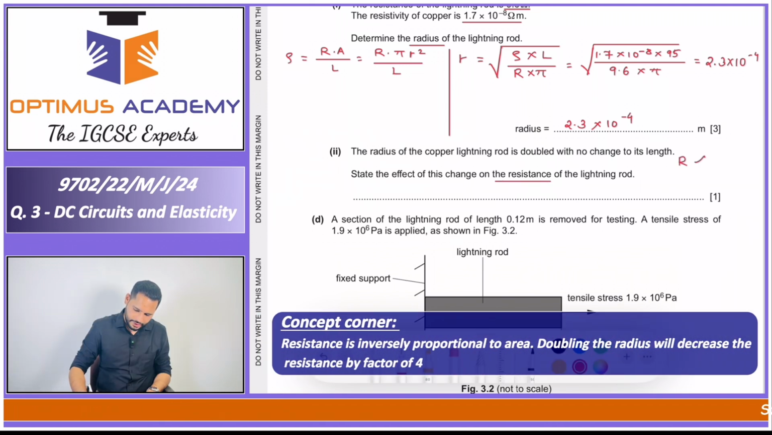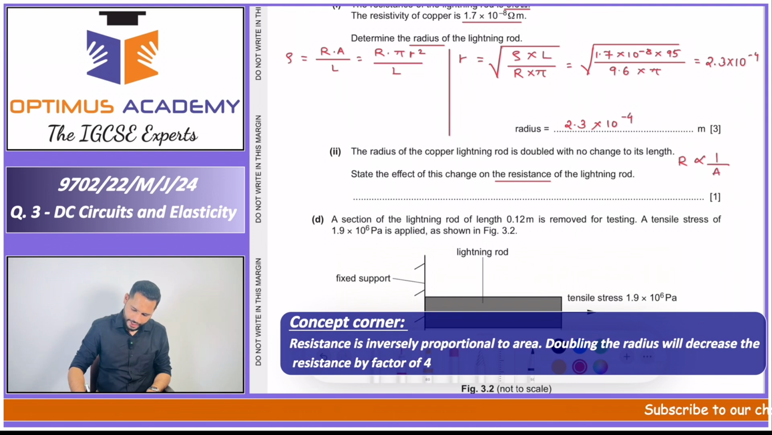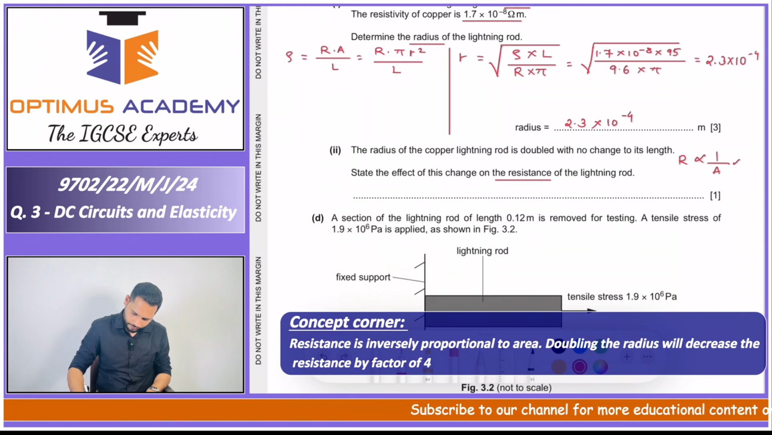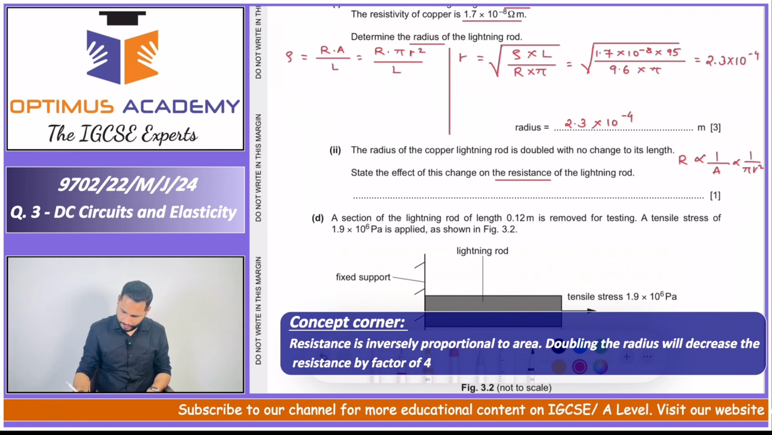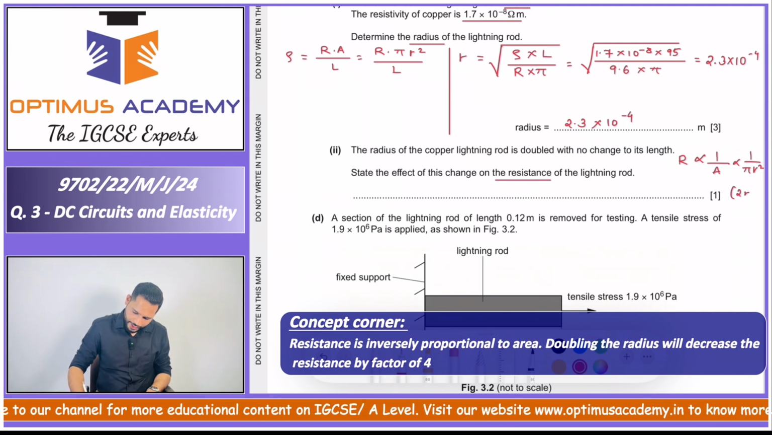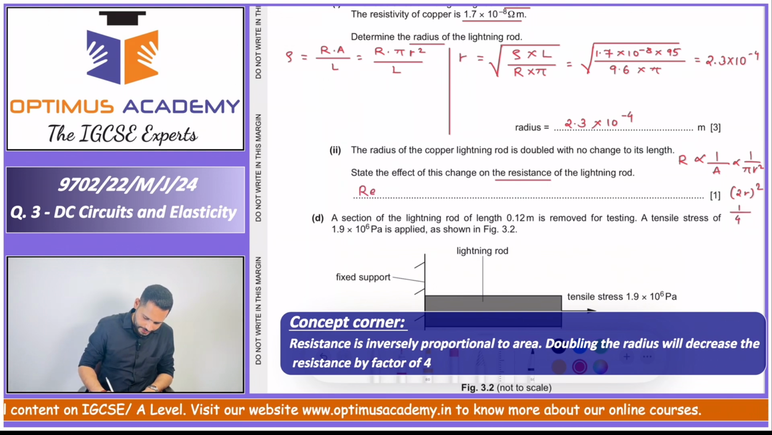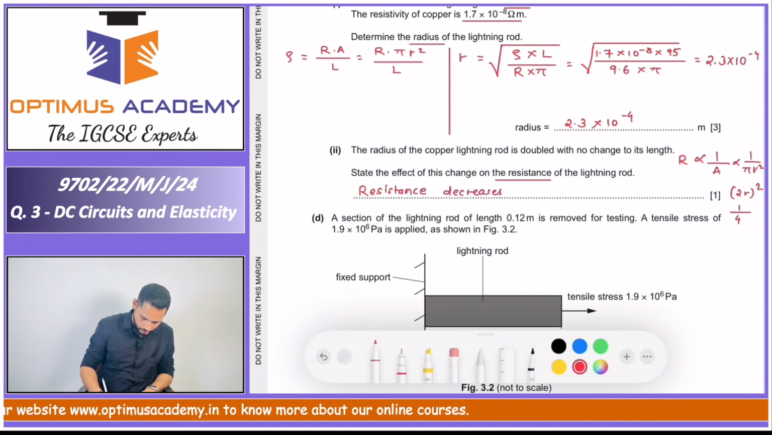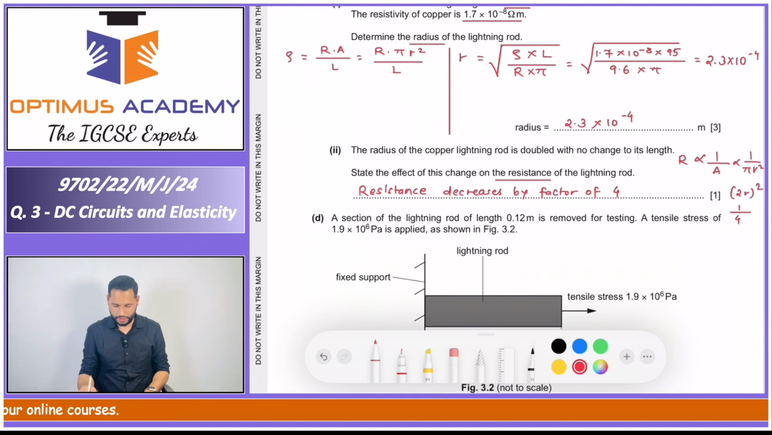We know that resistance is inversely proportional to the area, and area is given as πr². So if you double the radius of the wire, the resistance is going to decrease by a factor of 4. Why? Because it is (2r)², so it's going to be 1 divided by 4. So we will say resistance decreases by a factor of 4, or you can say by 1/4.